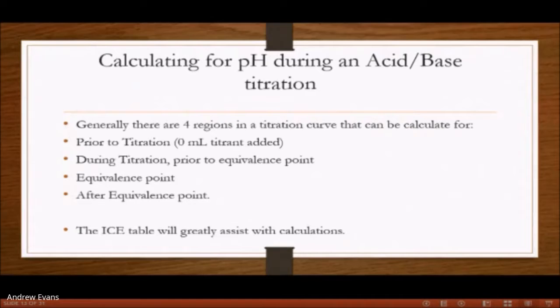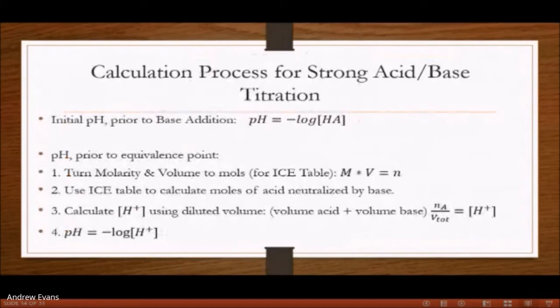Second region is somewhere during the titration, where it's still more acid than base or more base than acid, we can do that. Equivalence point is really easy for a strong acid, strong base. And then after equivalence point. These are the 4 points that we can treat separately, each a different way, for both strong acids and weak acids. But we're going to need ice tables to help with this.